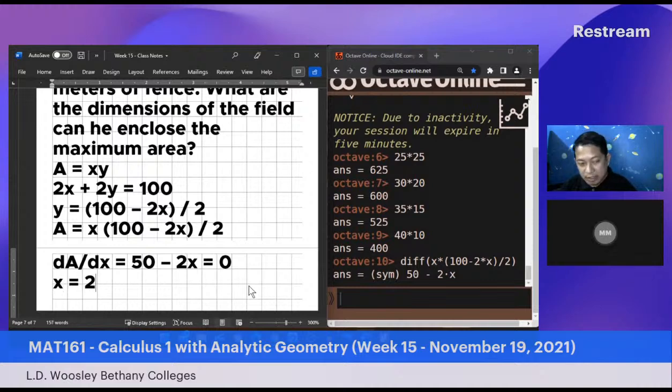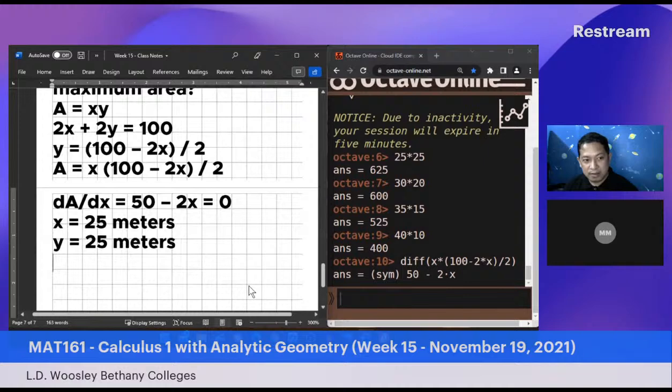25 meters. So therefore, the y is also 25 meters. Obviously, that's also 25 meters. So it's really a square. Whether by visualization or calculus, we could always arrive at a square. A square would have a maximum area.